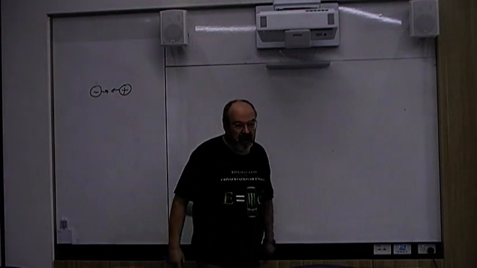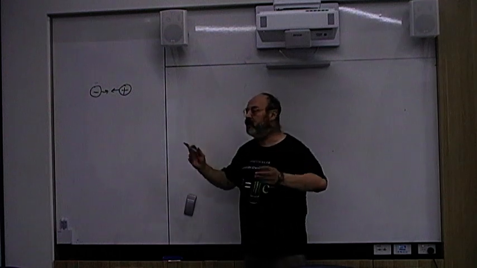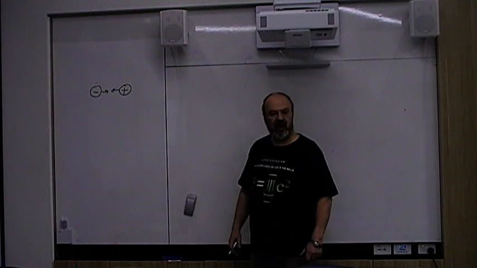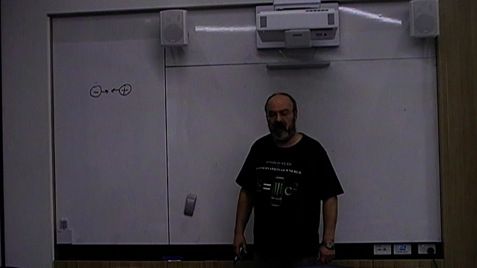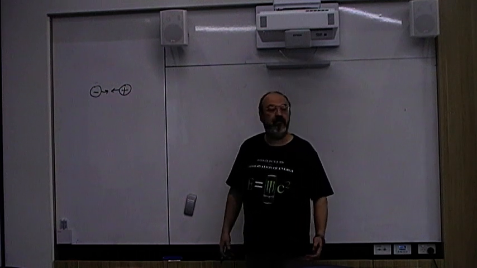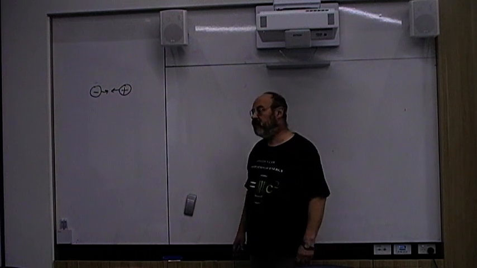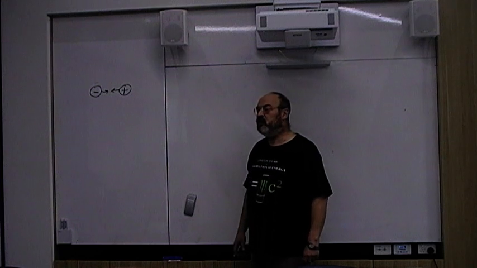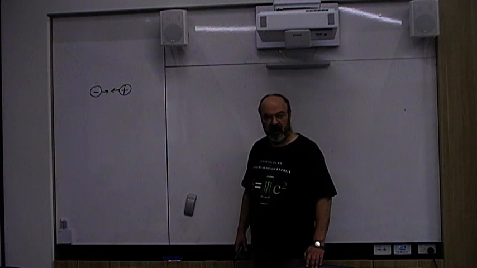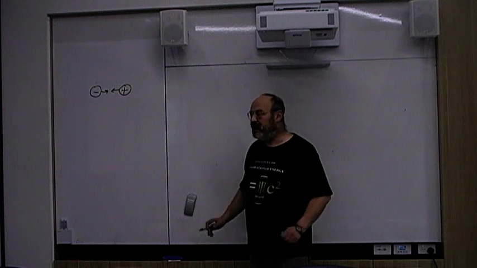So if we have one electron collide with one positron, annihilation will happen. They both stop existing and they completely turn into their energy. In which form will they turn? Electromagnetic wave. They completely turn into electromagnetic waves. But that's the only one case.